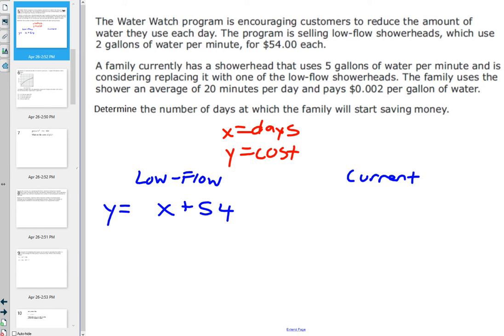So if it uses 2 gallons of water per minute, and the family uses the shower for 20 minutes, how many gallons are they going to use? There would be 40 because there's 2 for every minute. Do you want me to write it out as a dimensional analysis? Because we can turn gallons per minute into cost per day. Yeah, watch it. Let's do it that way. Maybe that'll make more sense.